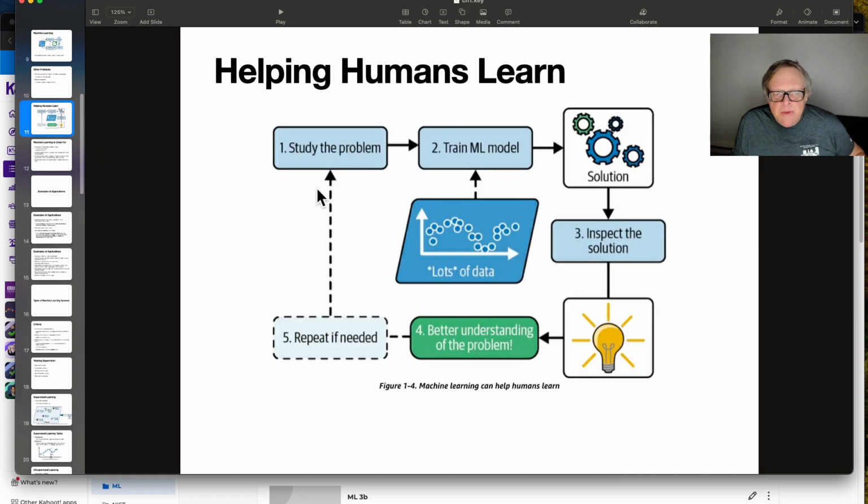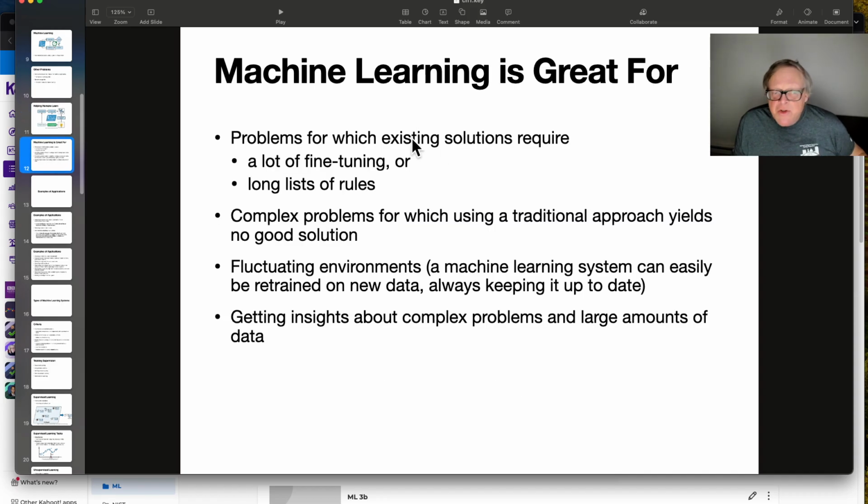Then you can help humans learn, you study the problem, you train your machine learning model, you inspect it, and then you get a better understanding of the problem. People are using it for science and stuff, to develop new drugs, protein folding and stuff. So it can help. So it's great for problems that are hard to do with existing solutions and complex problems, things with a lot of data or changing environments. It's useful for that.